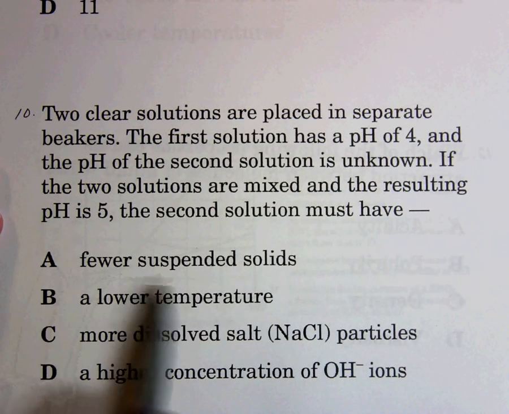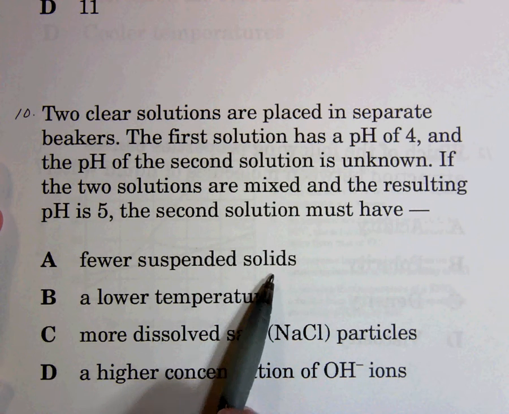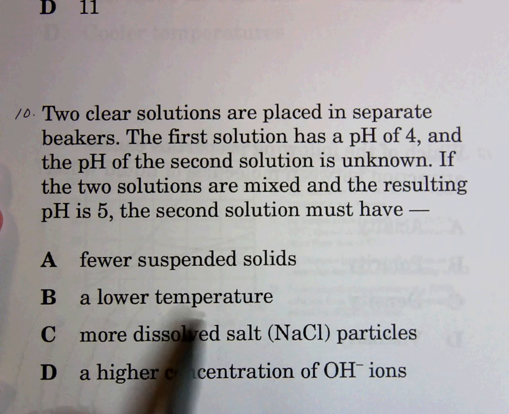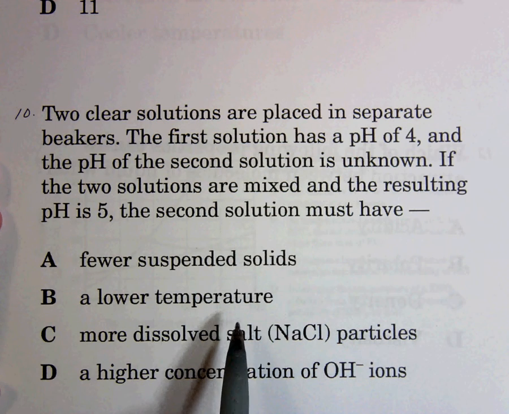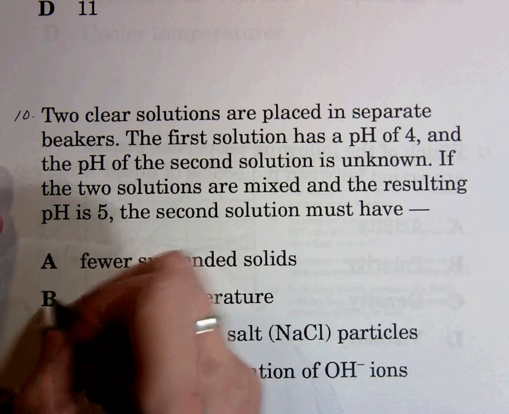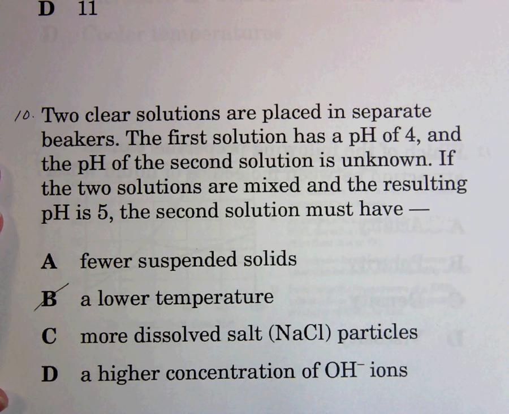A, fewer suspended solids. Well, I don't know about that. Let's look at the next one. B, a lower temperature. Well, temperature and pH are not going to be related in this situation, so I'm going to cross that off. More dissolved salt particles. Well, it's not salt that I'm wondering about, it's acids and bases that I'm wondering about. And then D, a higher concentration of OH negative ions. Well, that makes sense right there.